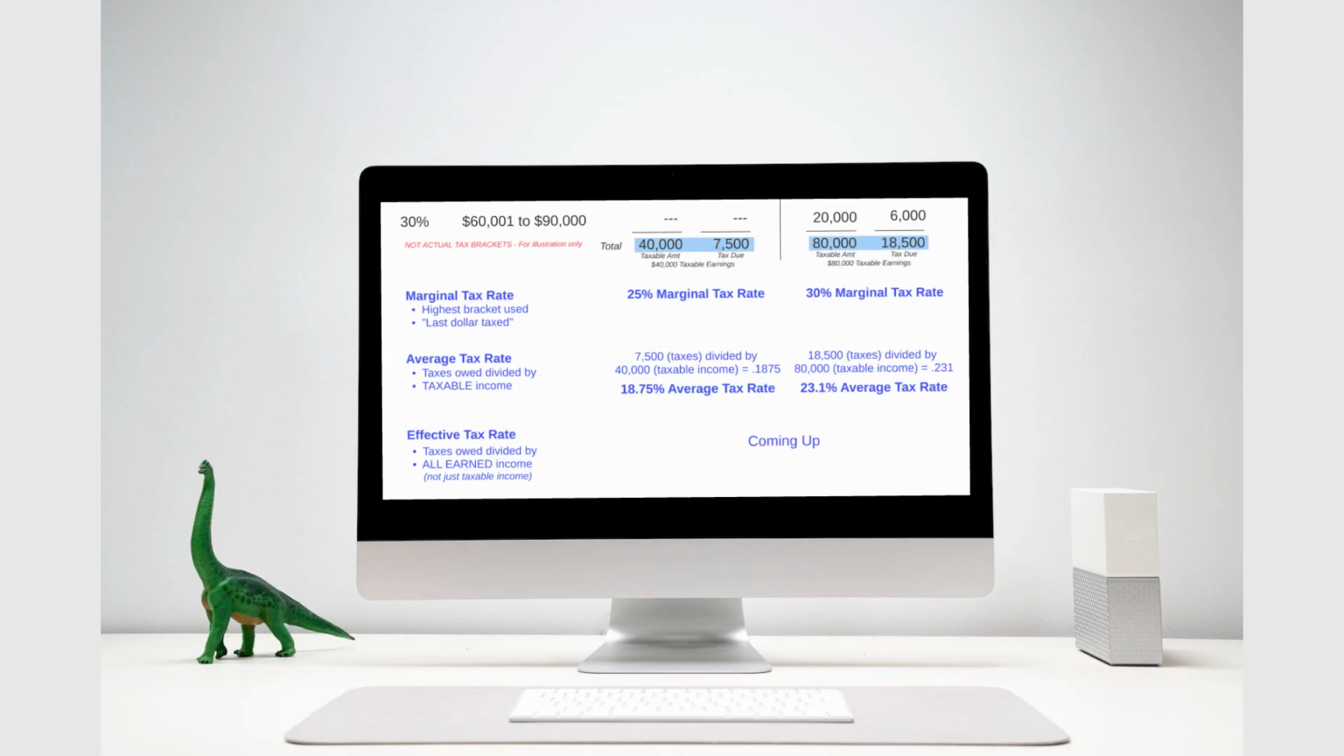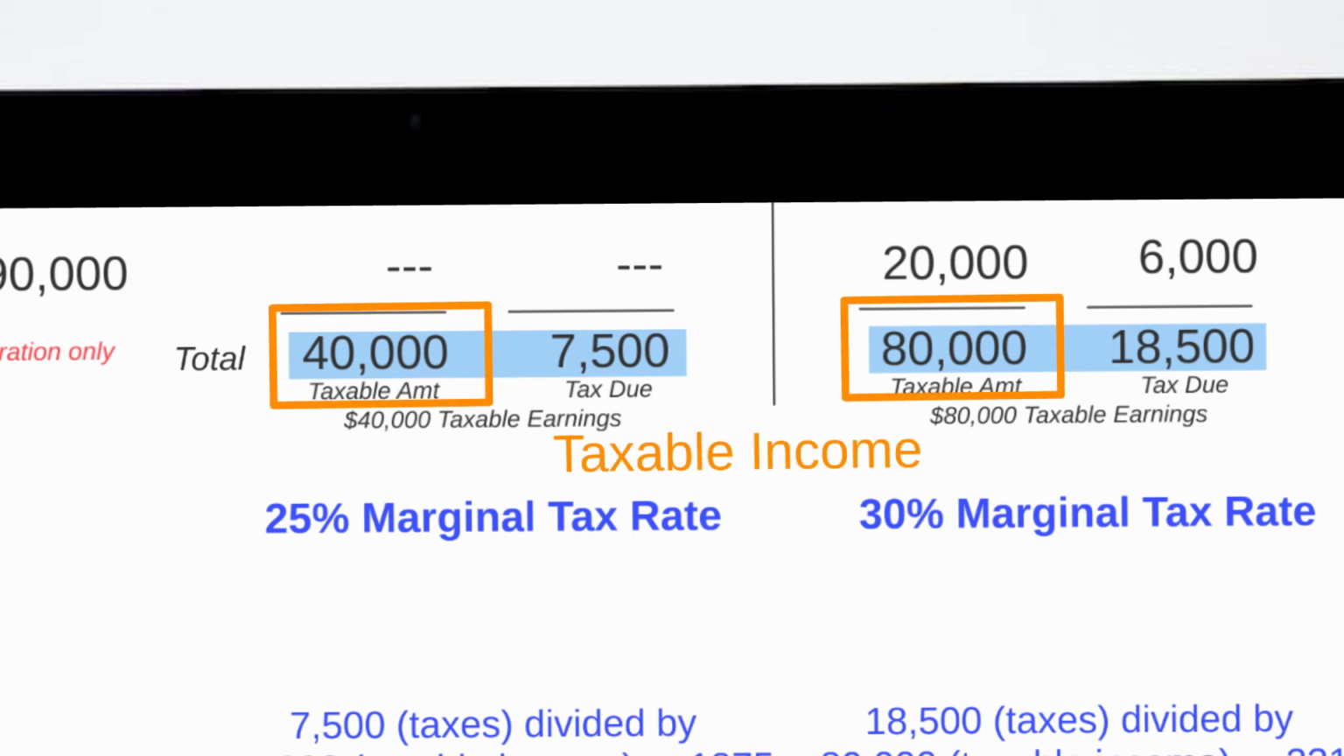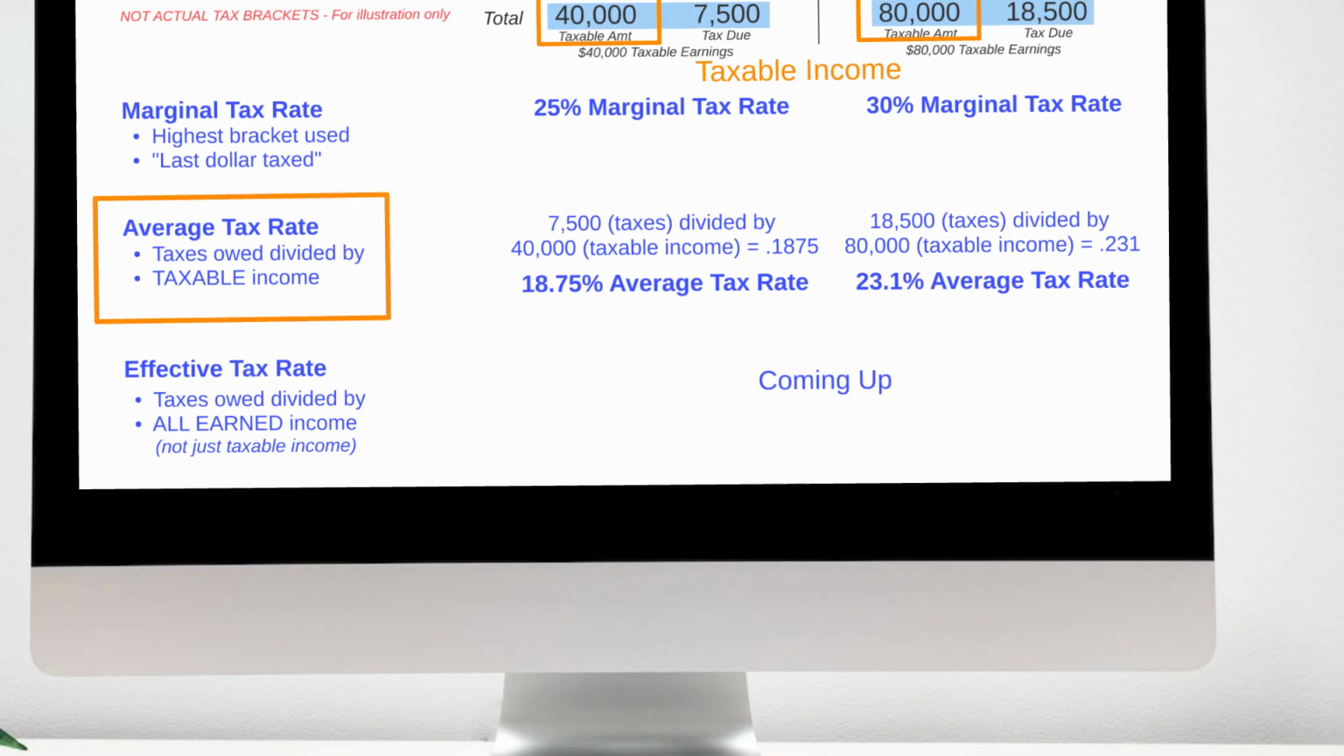Let's go back to that other screen where we were just a minute ago. If you'll remember, I said we're going to be coming up on this, and now I'm going to explain it. Remember where we were. We had taxable income for our first example of $40,000 and for our second example of $80,000. That's how we ended up with the average tax rate. We took that taxable income and divided it into the amount of tax due. For the effective tax rate, we do the exact same thing, except instead of using the taxable amount, we use all of the earned income, not just the taxable part. So when we say all earned income, that's before all the deductions.